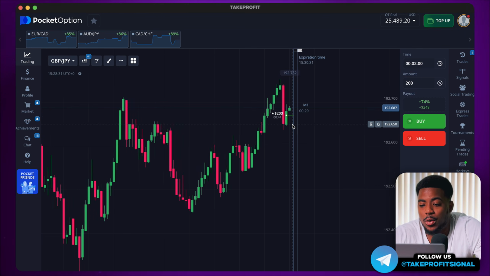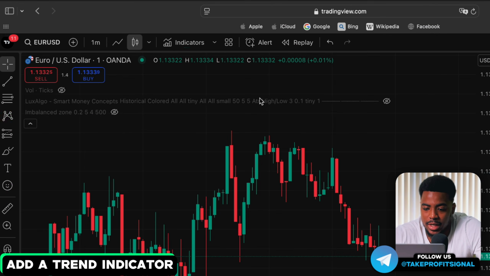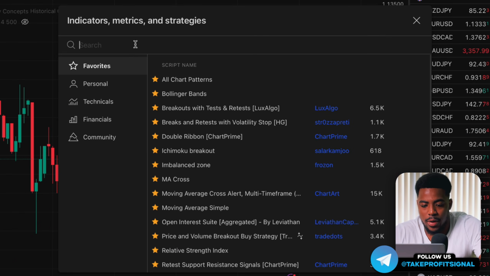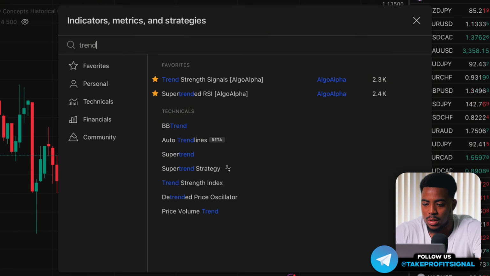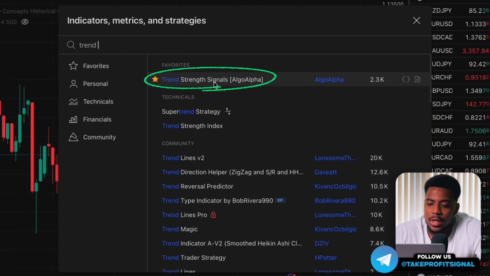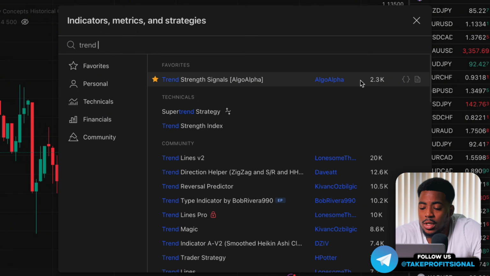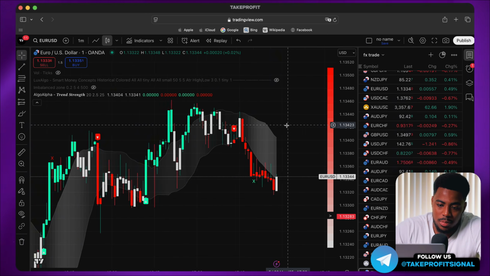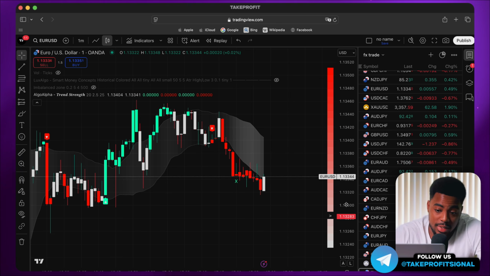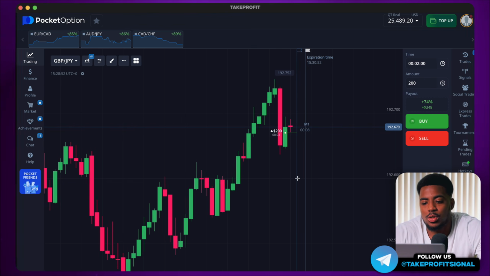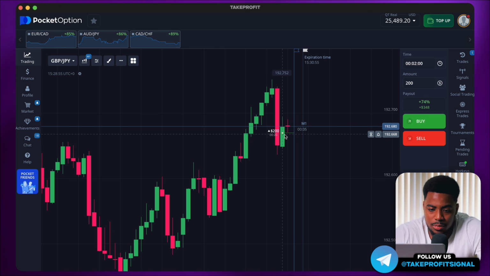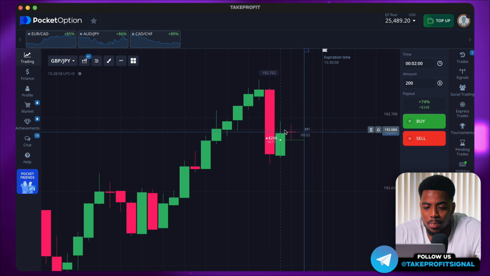Next, we need to add a trend indicator with which we'll trade and earn today. We go to the indicators section, and here we write the name Trend Signals. Here is this indicator from the author Albo Alpha. He has 2,300 users, but this indicator is very much underrated in my personal opinion. So let's go back to the pair on which we have a trade open on Pocket Option.